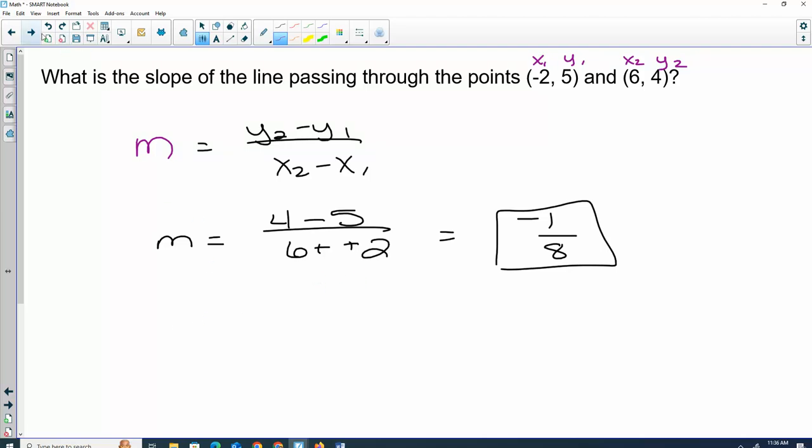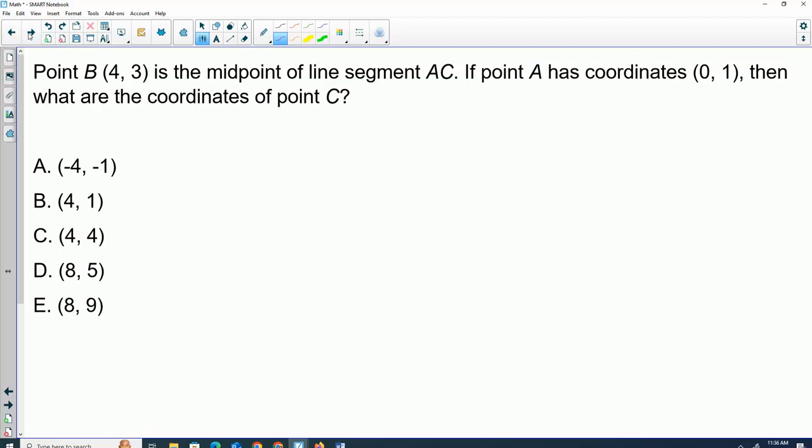Alright, let's look at this one. Point B, ordered pair 4, 3, is the midpoint of line segment AC. So we're saying we have a segment starting at A and ending at C. B is the middle, and that's ordered pair 4, 3. Point A has coordinates 0, 1. I want to know what the ordered pair of C is.